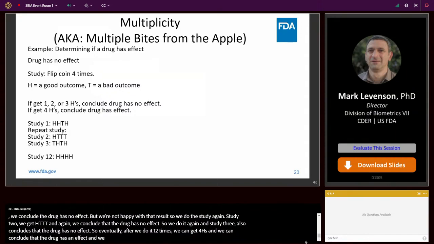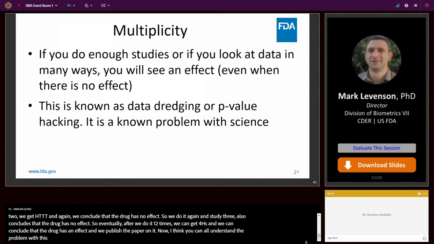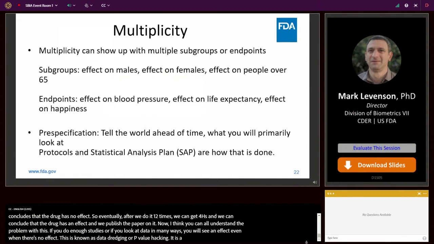Now, I think you can all understand the problem with this. If you do enough studies, or if you look at the data in many ways, you will see an effect, even when there is no effect. This is known as data dredging or p-value hacking. It is a known problem in science.